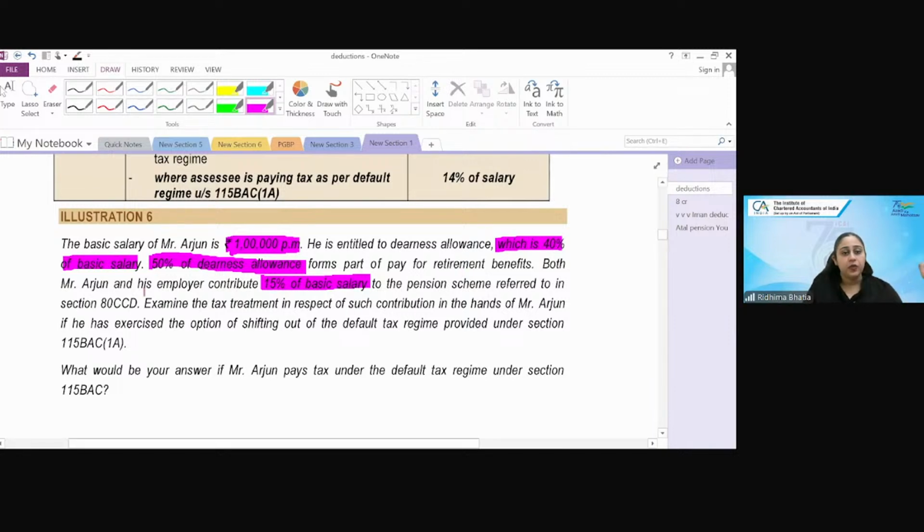Examine the tax treatment in respect of such contribution in the hands of Mr. Arjun if he has exercised 115BAC, that is opted out, or if he stays under the default tax regime. When he has opted out, there would be deduction under section 80CCD subsection 1, subsection 1B and subsection 2. When he has chosen to stay in the default tax regime, deduction is only under 80CCD subsection 2. So let's start.